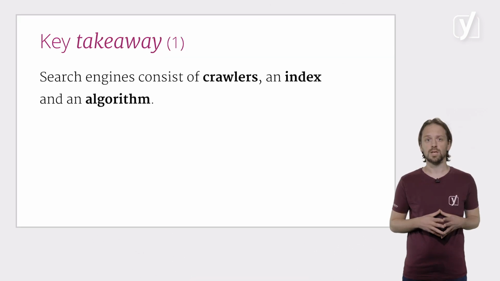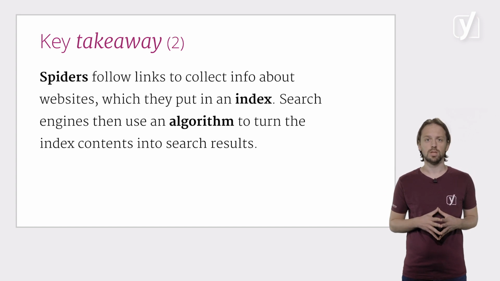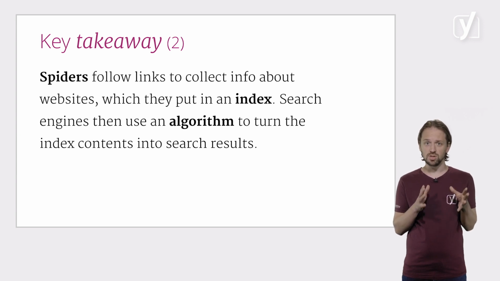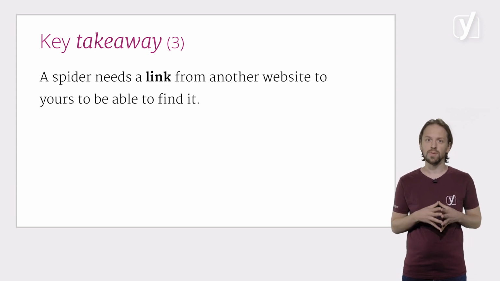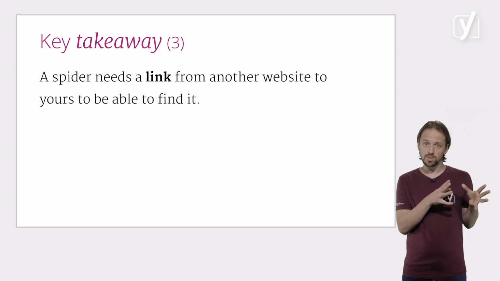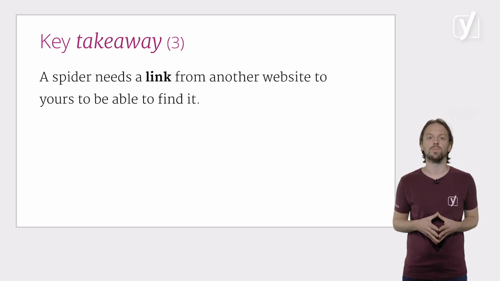In conclusion, these are our key takeaways for this video. 1. Search engines consist of crawlers, which are also called spiders or bots, and an index and an algorithm. Number 2. Spiders follow links to collect info about websites, which they put in an index. And search engines then use an algorithm to turn the index contents into search results. And number 3, a spider needs a link from another website to yours to be able to find it.